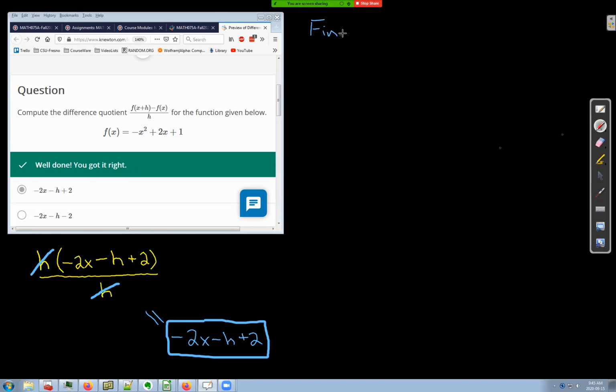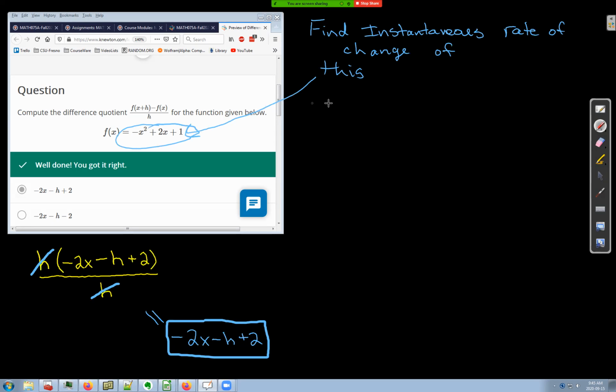Find the instantaneous rate of change of this function. So it's this function that we've been working on. So the instantaneous rate of change of this function at x is equal to, say, 5.